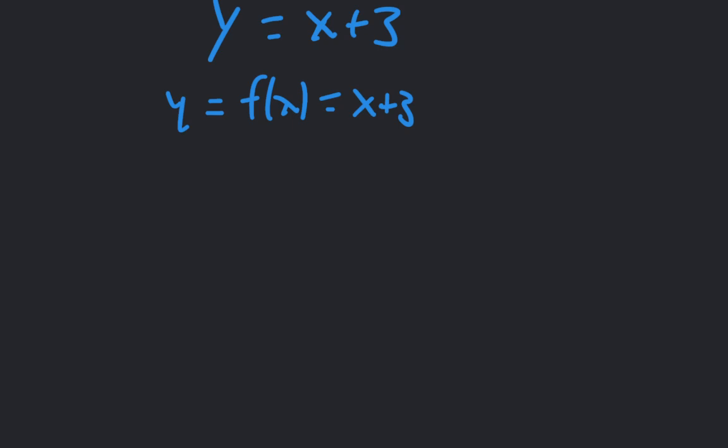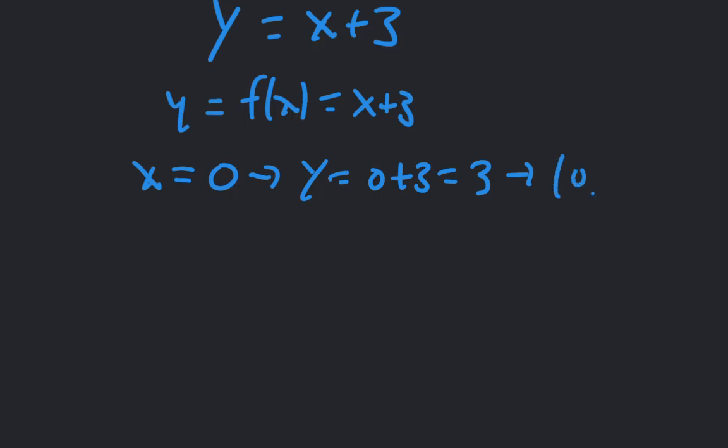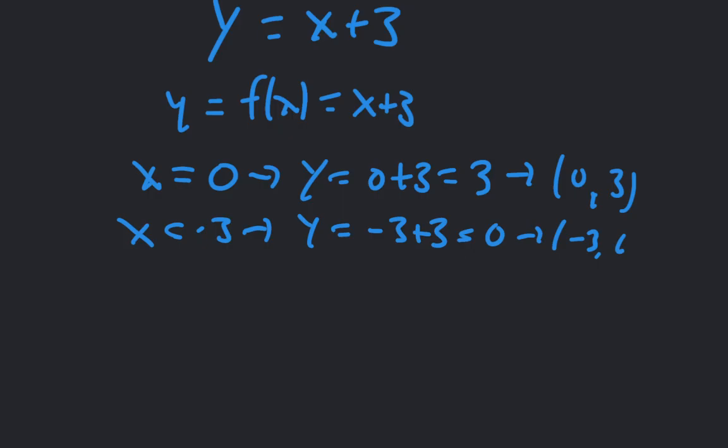So we could say let's do x is equal to 0. That leaves us with y is equal to 0 plus 3, which is equal to 3. And that gives us the point 0, 3. And then we could also say, well, x is equal to negative 3, and that gives us y is equal to negative 3 plus 3, or 0, and that gives us the point negative 3, 0.